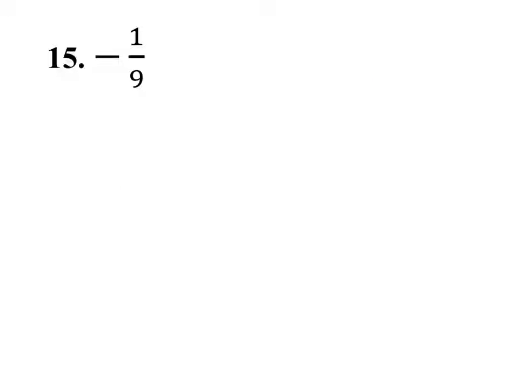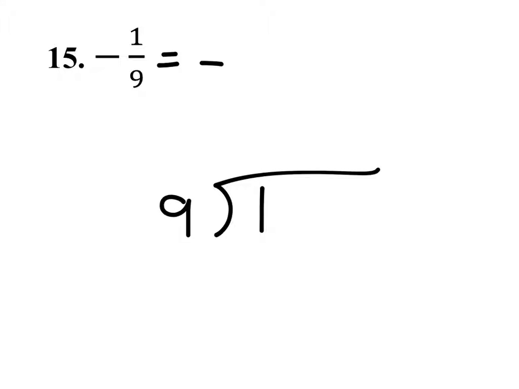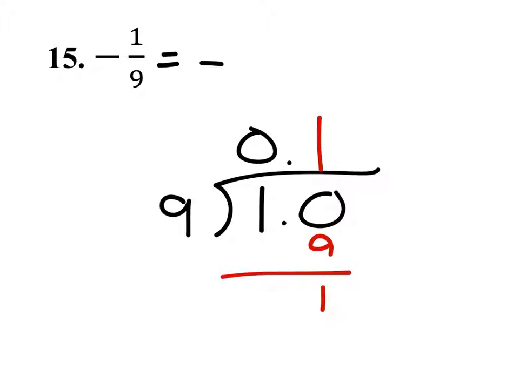Alright, so again, this answer will be negative, and I got 1 divided by 9. It doesn't go into 1, so I have to make that a 10. It goes in once. 1 times 9 is 9, and we have 1 remaining. That's what I started with. So it's negative 0.1 repeating.